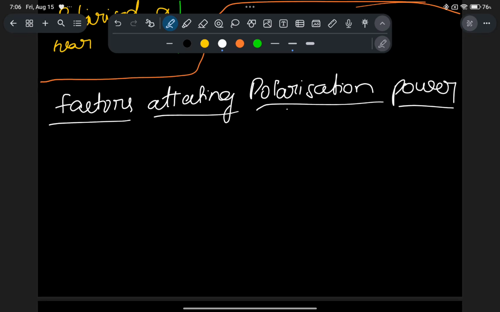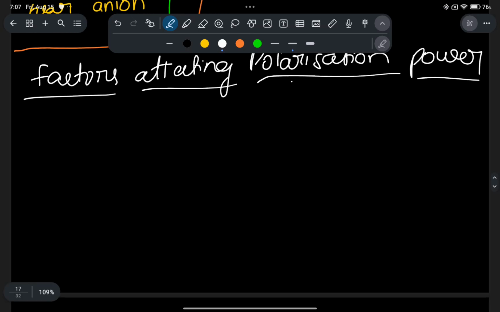They will ask about increasing and decreasing orders. There will be some molecules, and they will ask whether polarization increases or decreases, and you will get confused. But if you watch this class correctly, you will get full clarity.